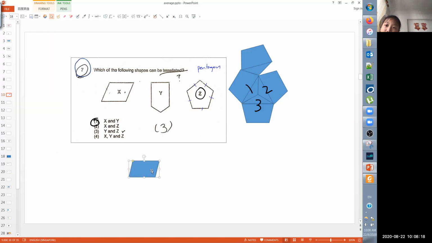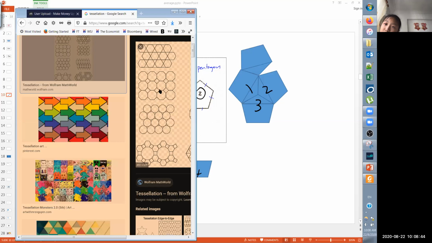But for the rest, let's say you are talking about the X. So this is X, right? What you can do is you can keep doing this without leaving any gap. Can you see there is no gap? So the tessellation looks like this. They can combine together without gaps.